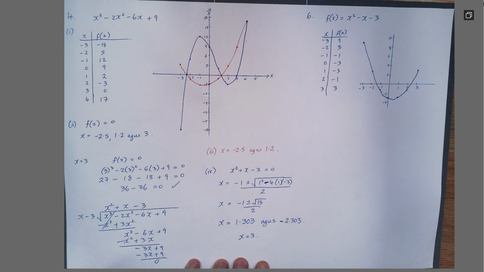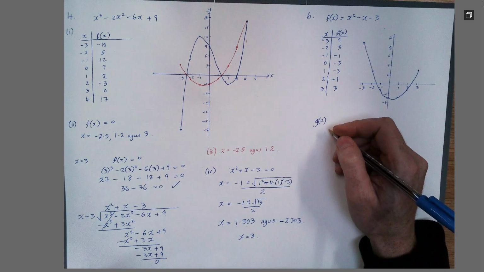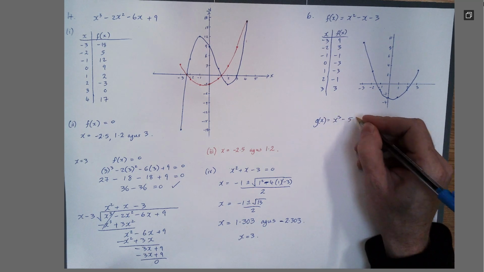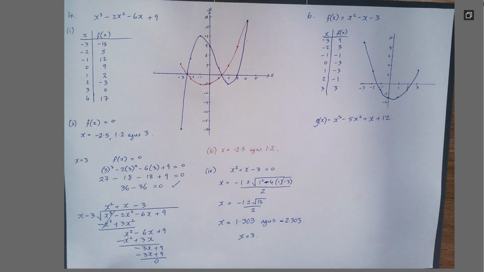Sketch the graph, use the factor theorem to find an integer root of g(x). So g(x) comes from x cubed minus 5x squared plus x plus 10. So can we find an integer root?